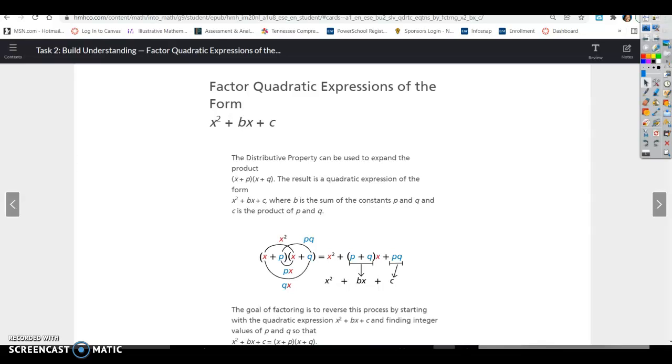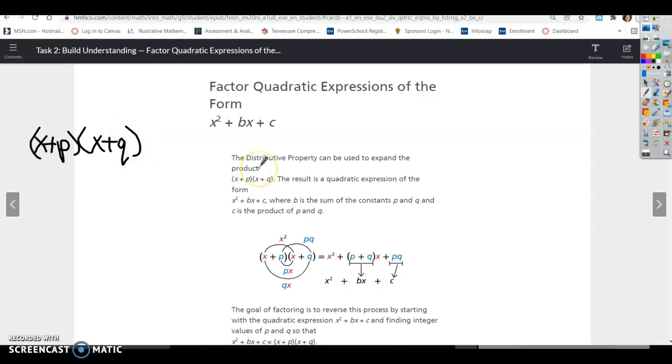The distributive property can be used to expand the product x plus p times x plus q. The result is a quadratic expression of the form x squared plus bx plus c, where b is the sum of the constants p and q, and c is the product of p and q. They've got it laid out here, but let's look at it ourselves. So we've got x plus p times x plus q.